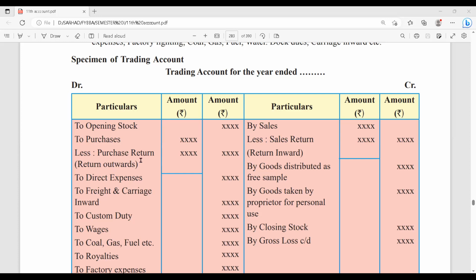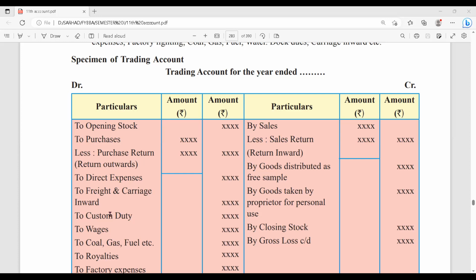One more thing regarding purchase return or returns. Sometimes in the question only return is given, and you have to find out, depending on the debit balance or credit balance, whether it is purchase return or sales return. So remember this also: return on the credit side indicates purchase return, and return on the debit side indicates sales return or return inward. Then all the types of direct expenses will be included in the trading account.